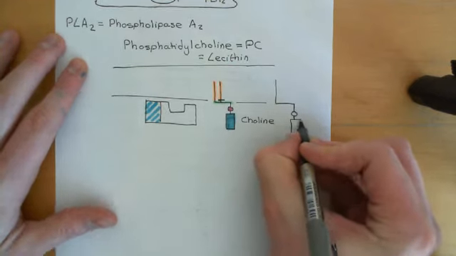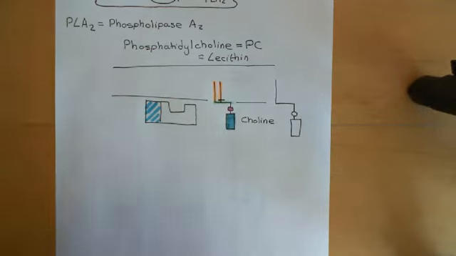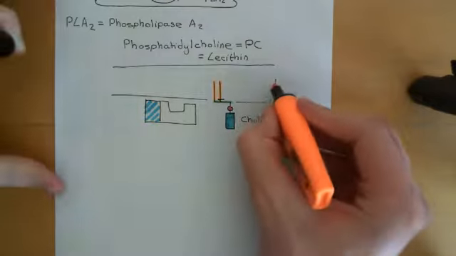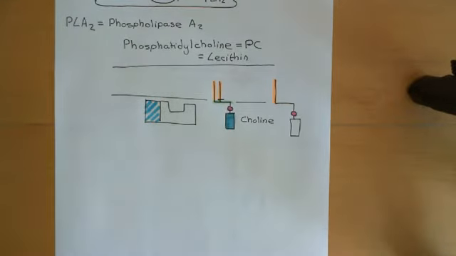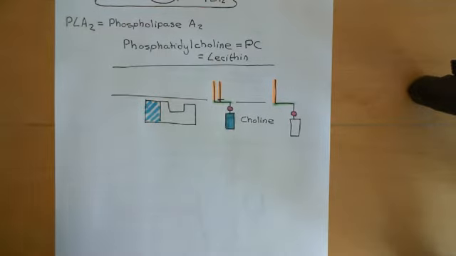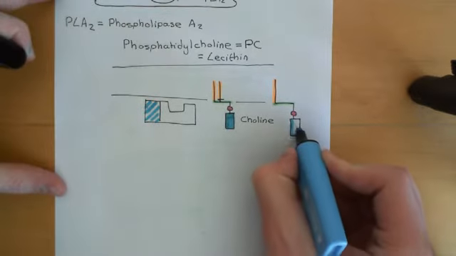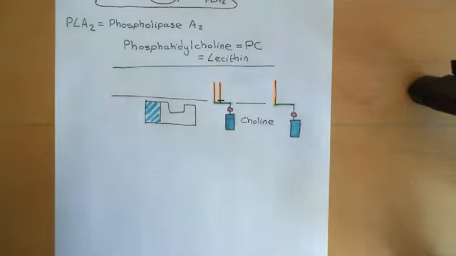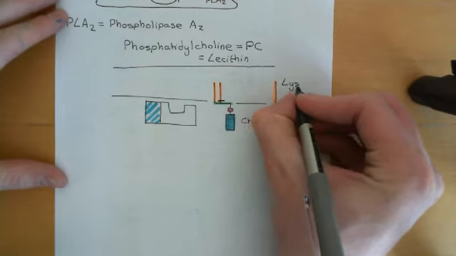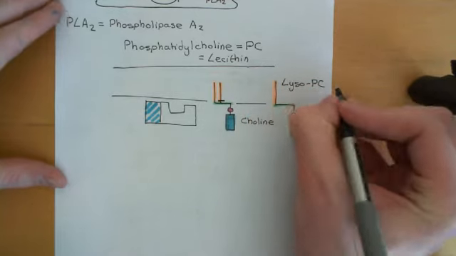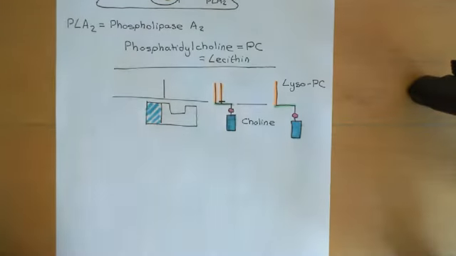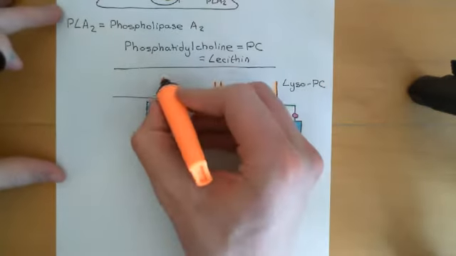One of them is what's left of phosphatidyl choline once it has lost that second long-chain carboxylic acid. So it still has its first one here, and there's the glycerol molecule in green, and then here is the choline molecule in blue. Now, that molecule is called lyso-phosphatidyl choline, or lyso-PC for short. And then the other molecule you produce is this free long-chain carboxylic acid.